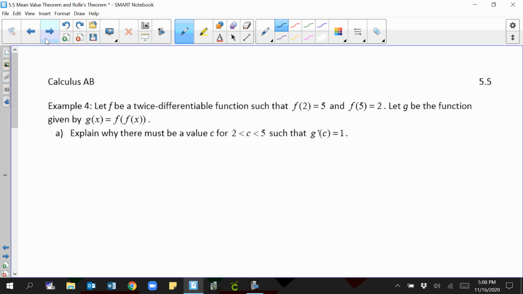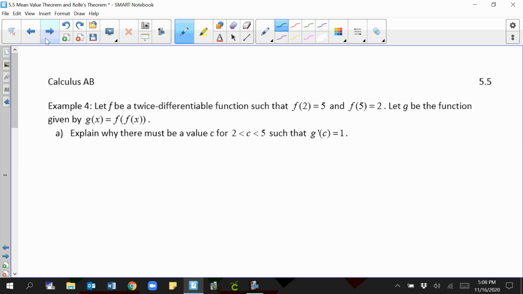It says let f be a twice differentiable function such that f of 2 is equal to 5 and f of 5 is equal to 2. Let g be the function given by g of x is equal to f of f of x. Explain why there must be a value c in 2 to 5 such that g prime of c is equal to 1. The first thing we need to show is that g is continuous and differentiable.